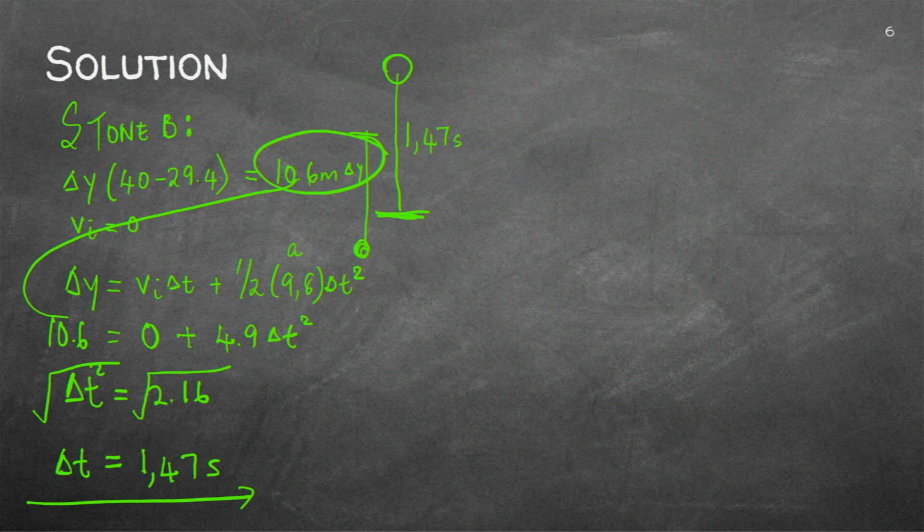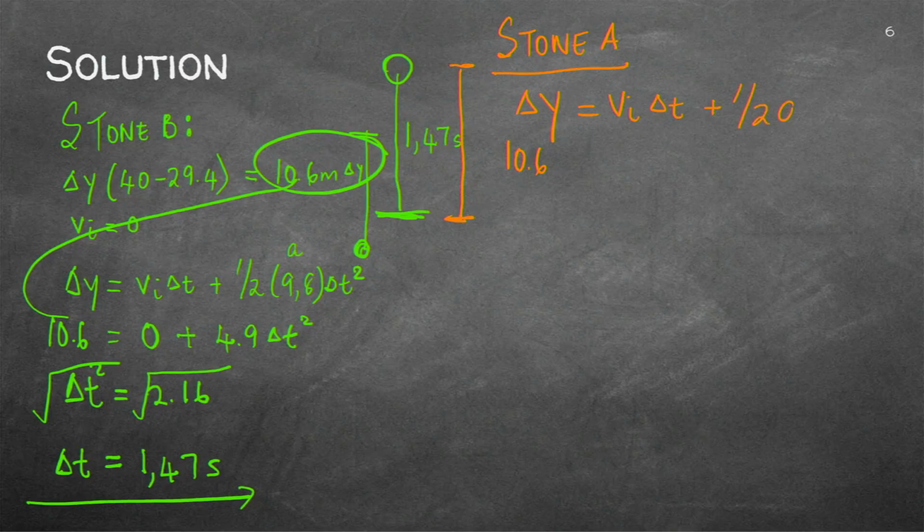Let's see what we have in regard to ball A. For stone A, it's not a ball, it's stone A. I know it has been dropped 10.6 because it will be exactly the same height from the top of the building. So delta Y is that. I have Vi delta T plus a half a delta T square.